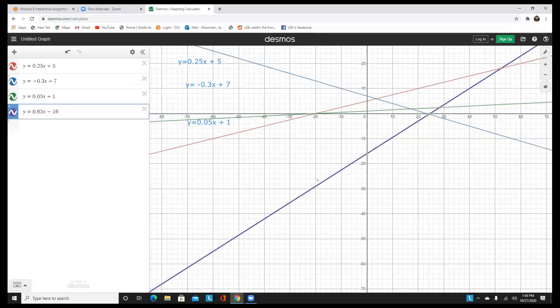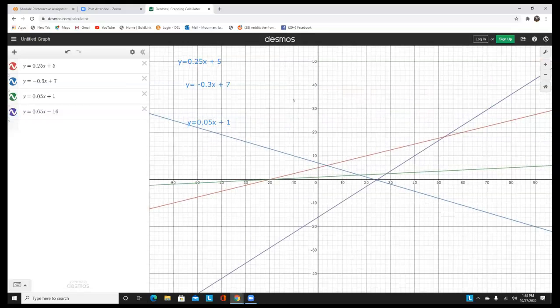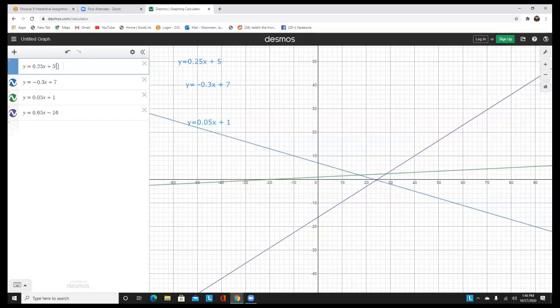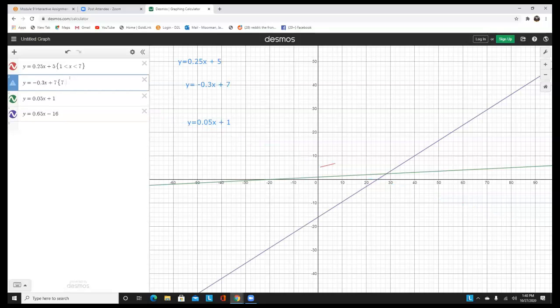A lot of lines there. So for the first subdomain, for the red one, let's write x between 1 and 7. Great. Excellent. So you can see the little red piece there. And then for the blue one, we can go for x between 7 and 15.